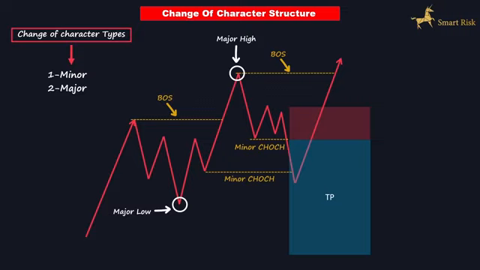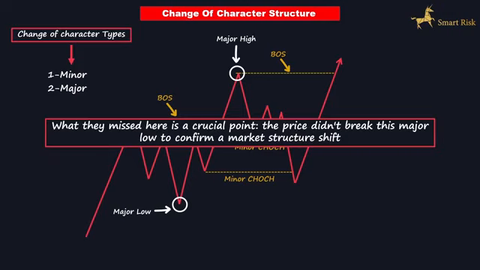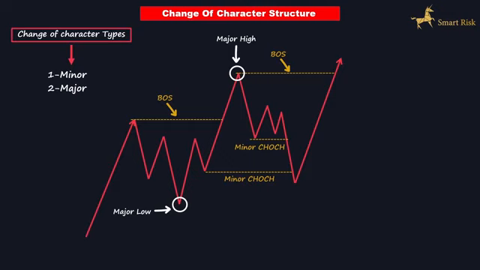However, contrary to their expectations, price, after making a brief retracement, went back up and continued its bullish movement. This resulted in hitting the stop loss of traders who had taken short positions. They often fail to realize why their stop loss was triggered by the price, and unfortunately, they repeat these actions repeatedly. What they missed here is a crucial point. The price didn't break this major low over here to confirm a market structure shift. They shouldn't have entered a short position until the price broke the last major low to the downside.